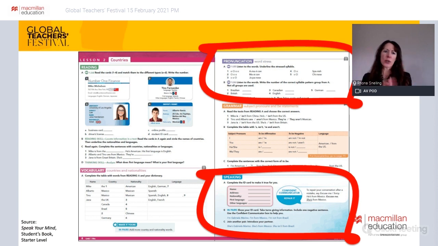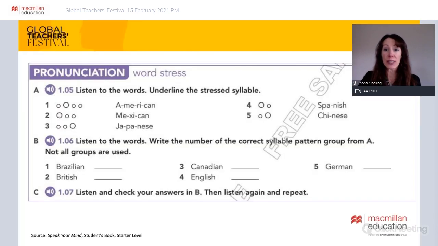I just wanted to show you this as a full spread so you can see the amount of space and time dedicated to speaking. As I said at the beginning, it's just as important as all the other skills, so it warrants the space on the page and it warrants the time in your class. Let's have a look at these two speaking activities in a bit more detail.